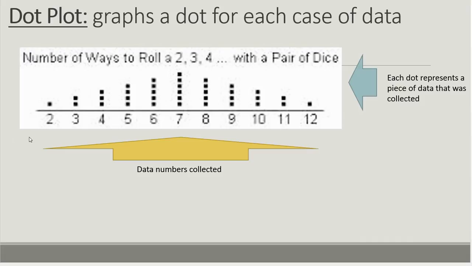A dot plot graphs a dot for each case of data. So you have 3 parts that said 4, you have 5 parts that said 6, you have 2 spots that said 11. You just put a dot for whatever your answer is.